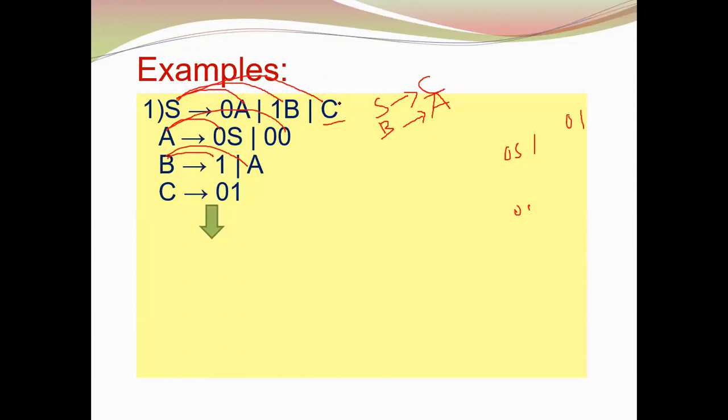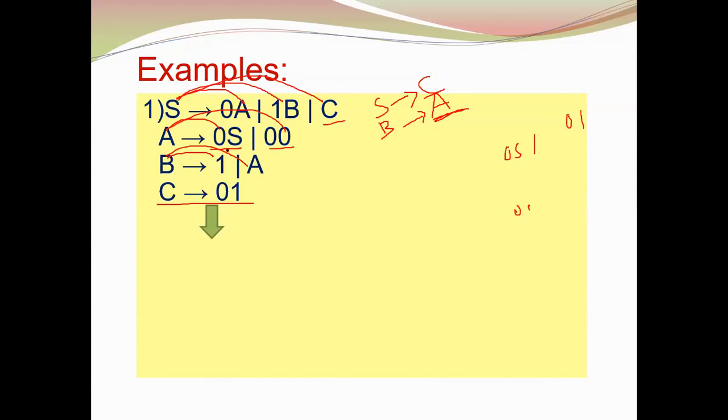Here, the first unit production is S tends to C, right? C has another production, that is 0, 1. I can replace it here. The next unit production is B tends to A. So I can substitute the productions of A here. A has two productions, one is 0S, another one is 0. So I can substitute B tends to 0S, 0.